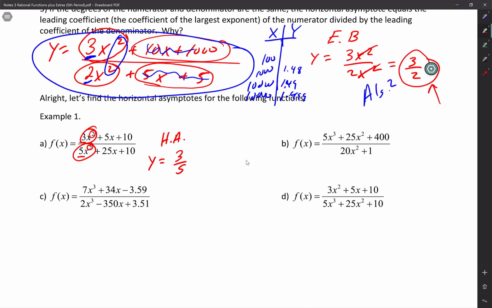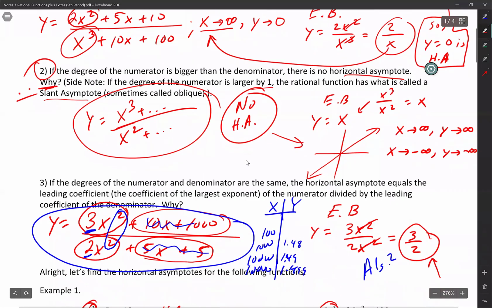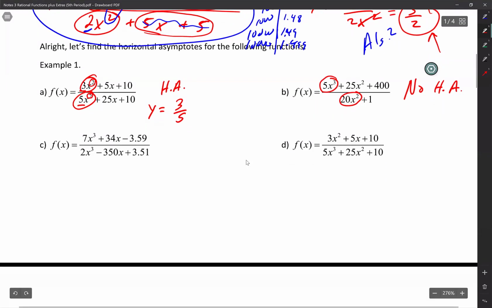Awesome. Way to go, guys. Now letter B, I have a 5x cubed and a 20x squared. The degree in the top is bigger than the degree of the bottom, so that is like number 2. And number 2 says no horizontal asymptote. It doesn't say it anywhere, but now it does. No HA. Number 2 says no horizontal asymptote.